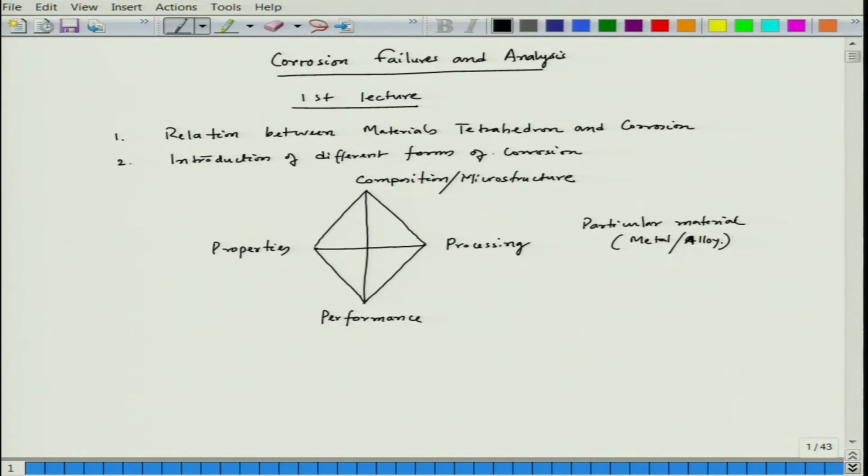In fact, we will also try to look at corrosion of ceramics, as well as sometimes we have to talk about corrosion of plastics, but mainly we will talk about metals and alloys. Now, if you see this, for example, if we consider any metal, let us say steel, a particular composition of steel, you are fixing the composition, let us say 0.1 weight% carbon steel.